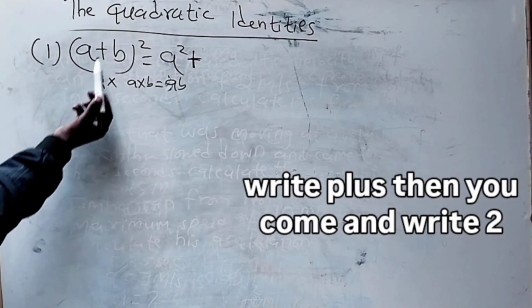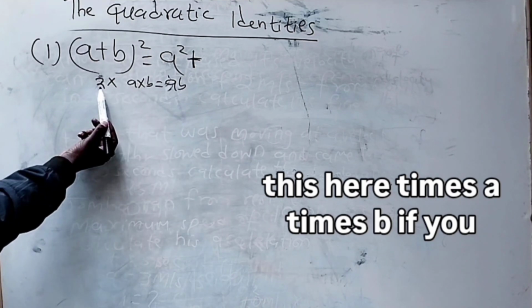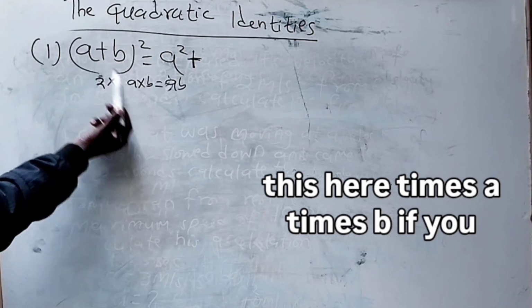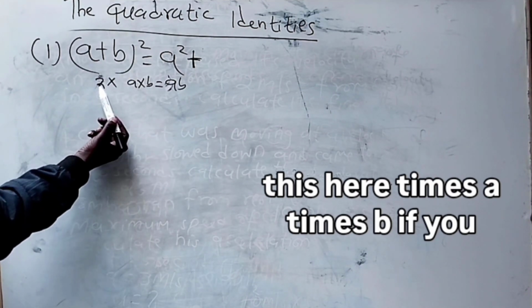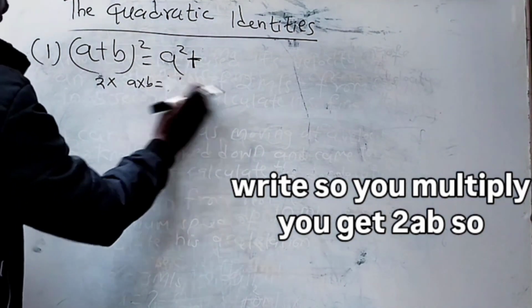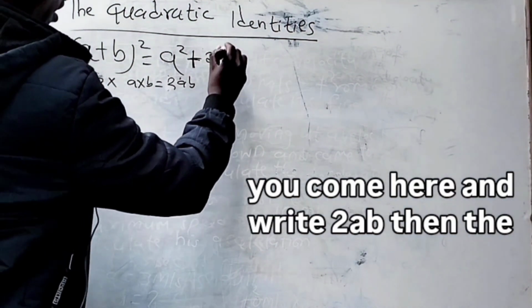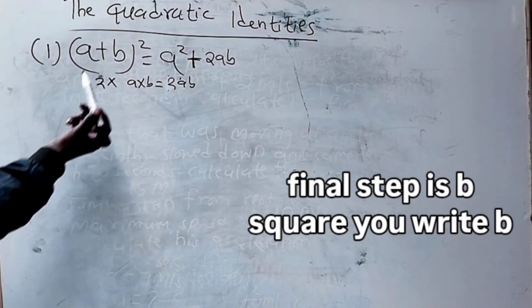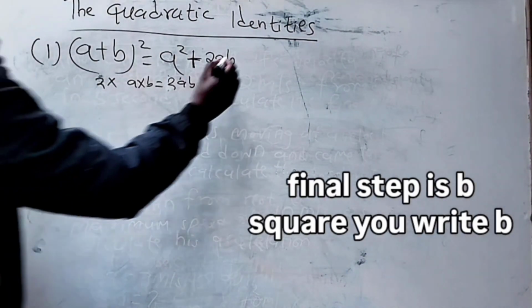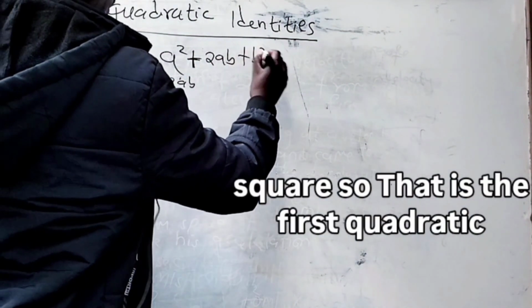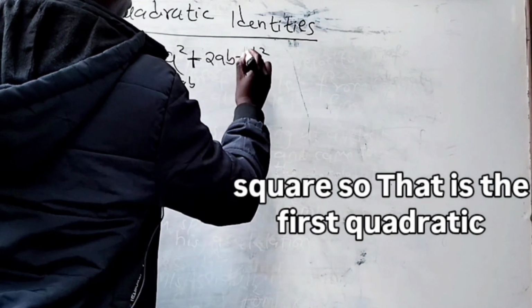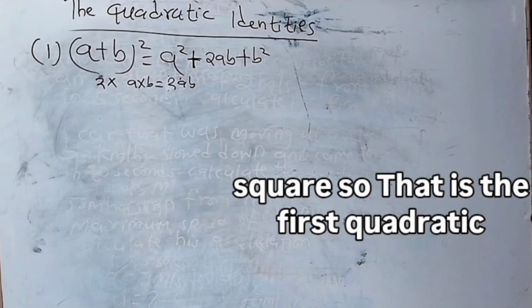Then you come and write 2 times this here, times A times B. If you multiply, you get 2AB. So you come here and write 2AB. Then the final step is B squared. You write B squared. So that is the first quadratic identity.